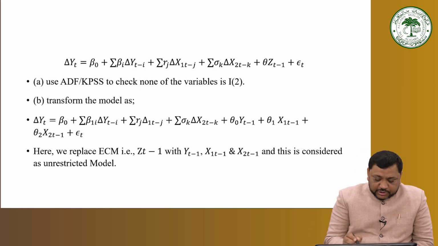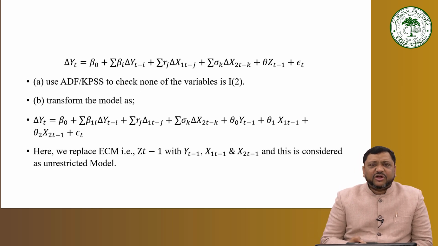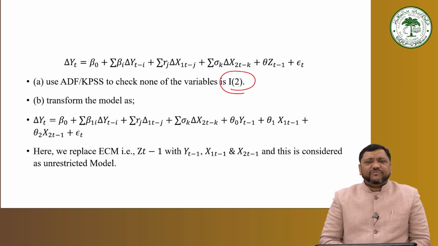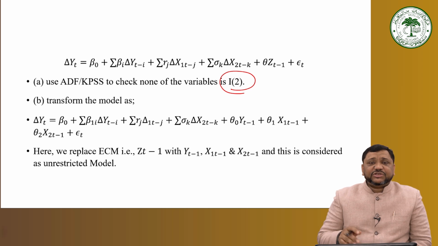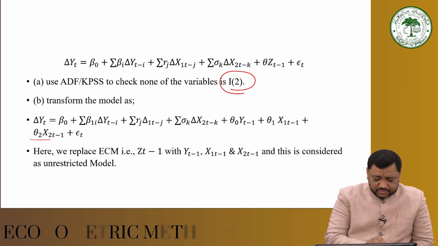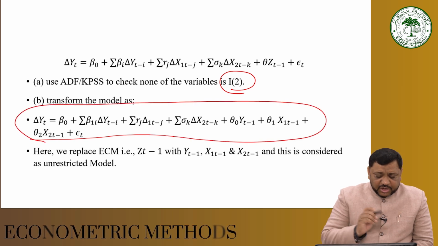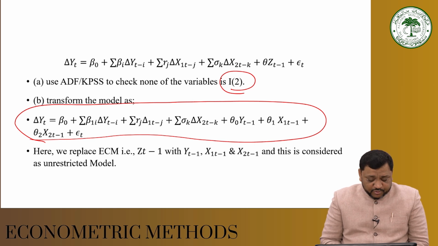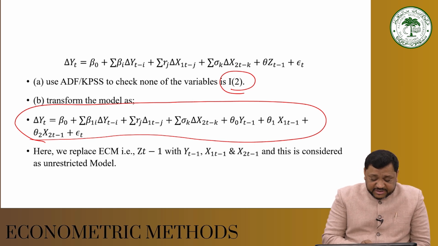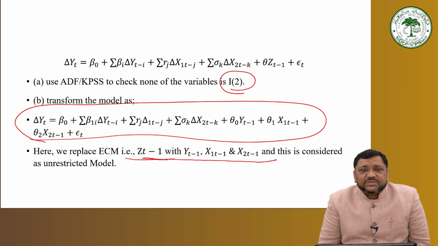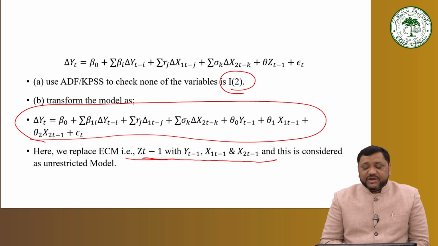Now we use any ADF test or KPSS test to check that we don't have a variable which becomes stationary only after second order differencing, and then we can use this model. What we are doing is replacing the ECM term, that is zt minus 1, with yt minus 1, x1 t minus 1, x2 t minus 1, and this is considered as the unrestricted model.